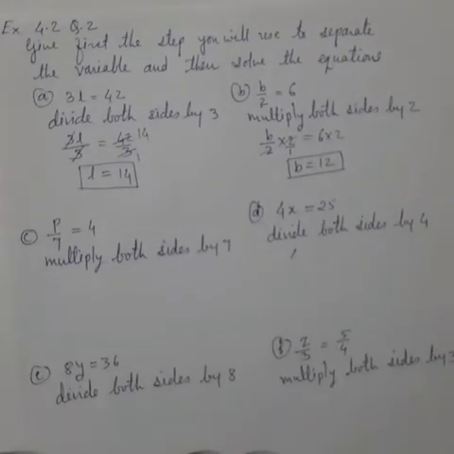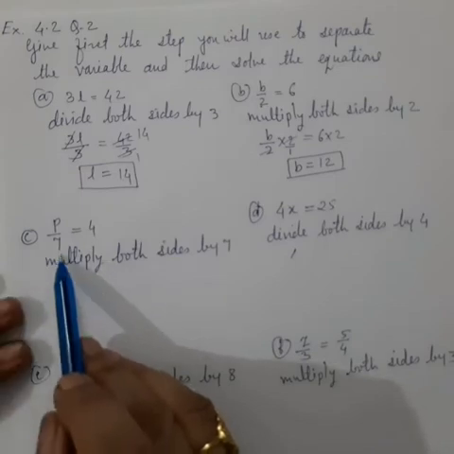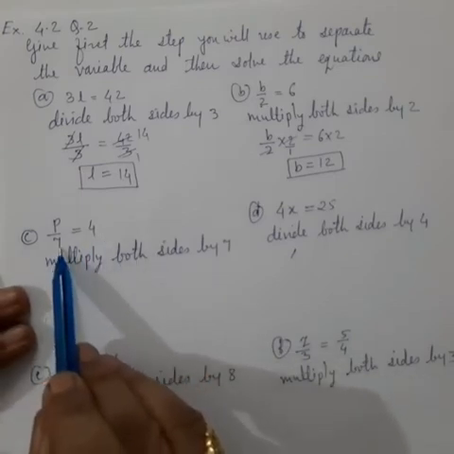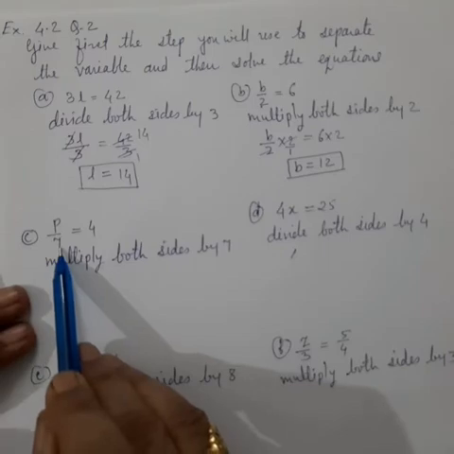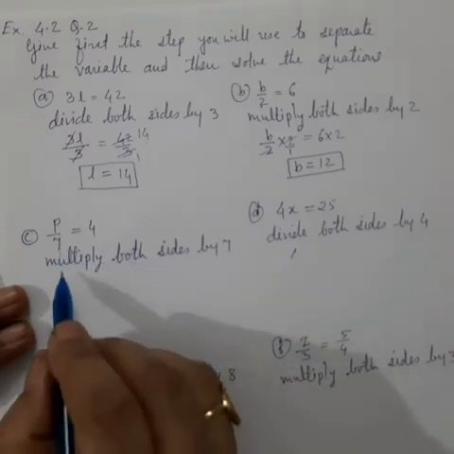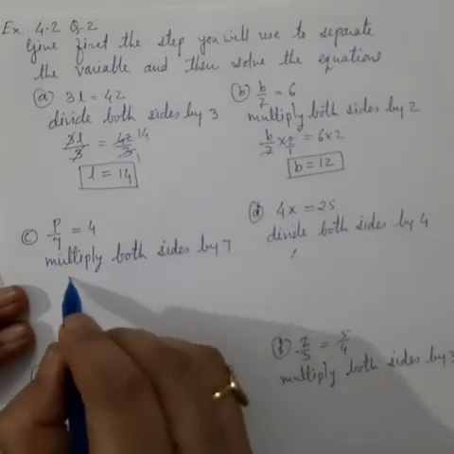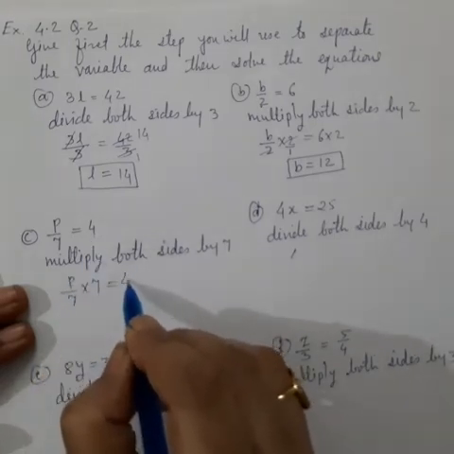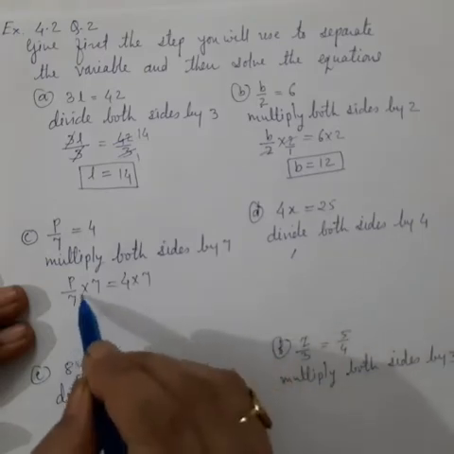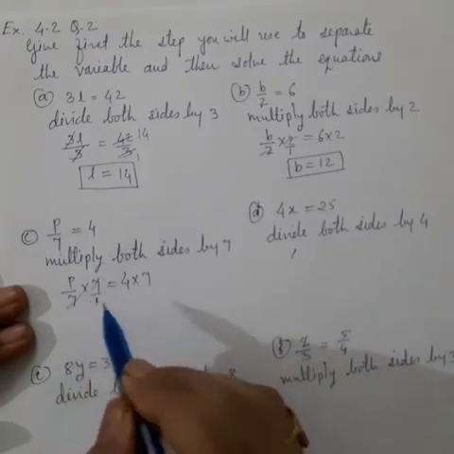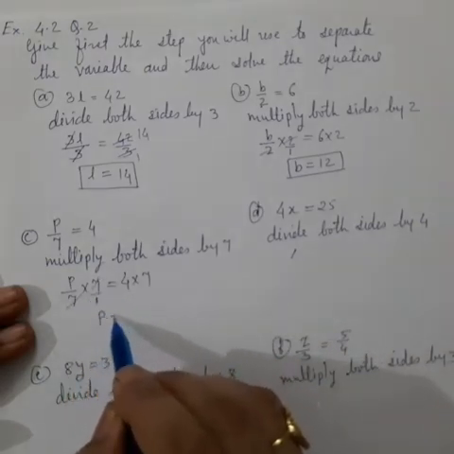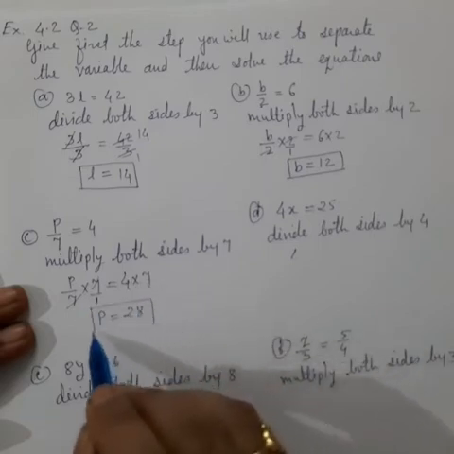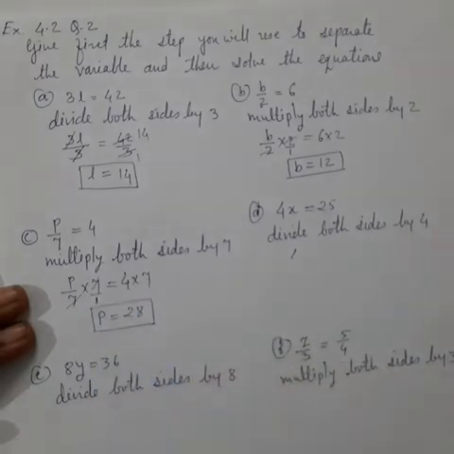Coming to c. p by 7 equal to 4. Now 7 is in denominator. To cancel it, we have to multiply. So multiply both sides by 7. p by 7 into 7 equal to, right hand side is 4 into 7. This will be cancelled. So only p on left hand side and 4 7s are 28. p equal to 28 is our solution.